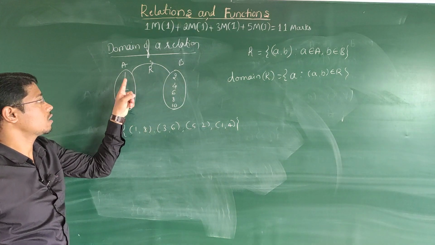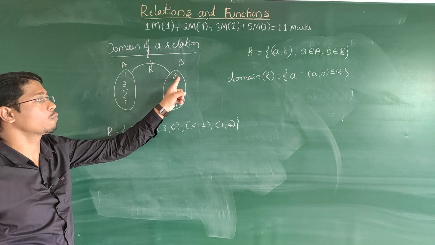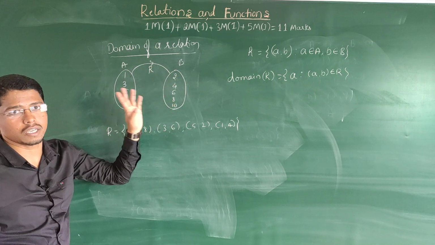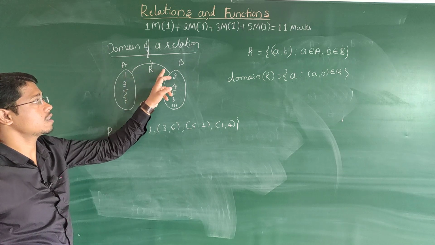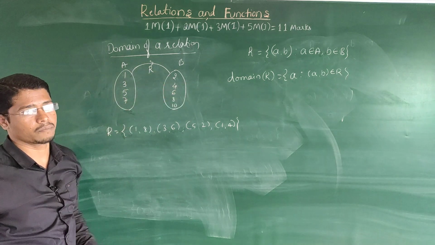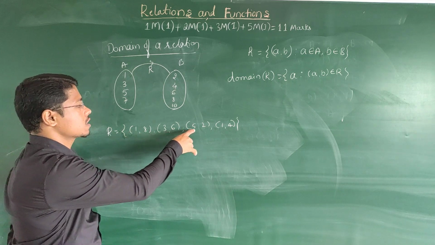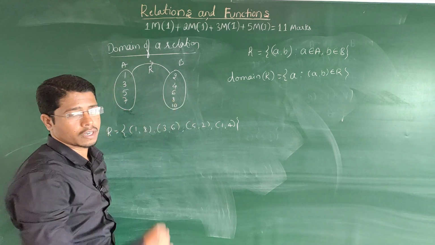Set A is 1, 3, 5, 7, set B is 2, 4, 6, 8, 10. It is an odd number set, it is an even number set, and the relation is defined from A to B, and the relation given in particular is (1, 8), (3, 6), (5, 2), (1, 4).